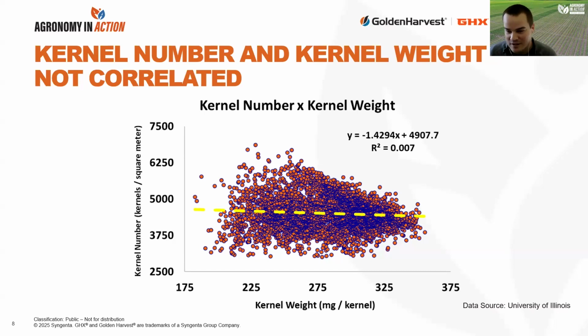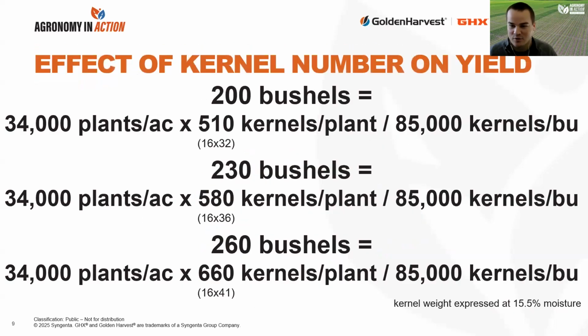Now, if we really want to achieve high yields and take yields to the next level, it would be really nice if we could have a lot of kernels and have all of them be heavy. So a correlation between kernel number and kernel weight. But I'll just walk through a couple examples here. So I got three different yield environments here and looking at the relationship between how kernel number may affect that and how kernel weight may affect that.